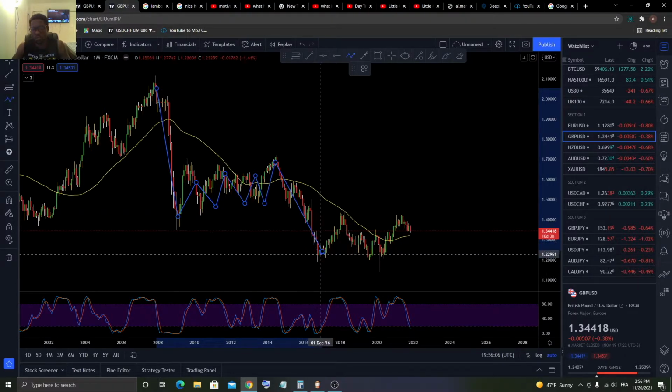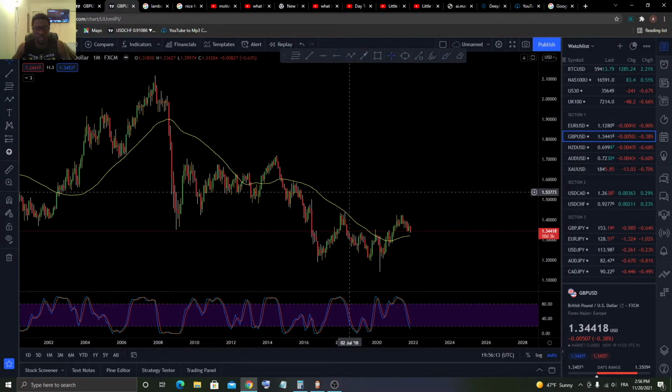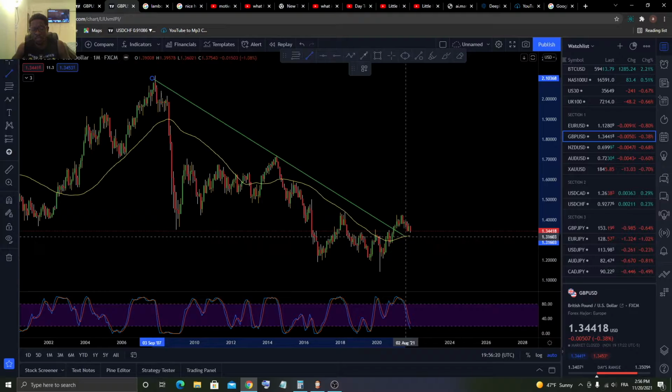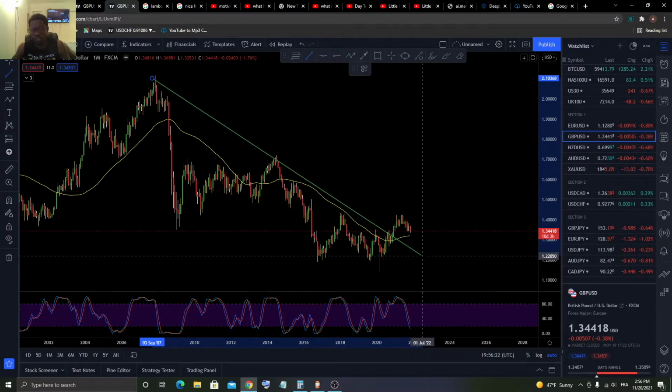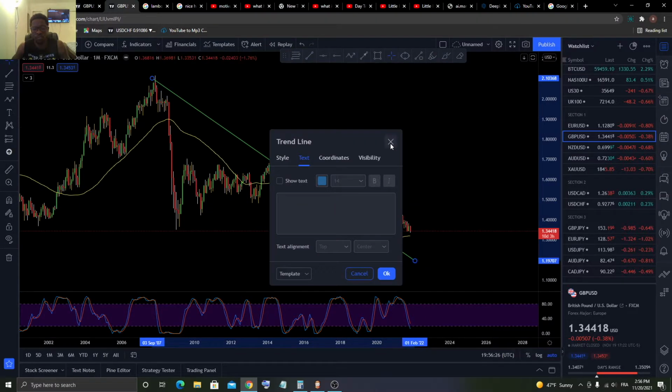And it comes back right here and drops, right? So let's say this is a downtrend. What you can see is that the downtrend follows this.